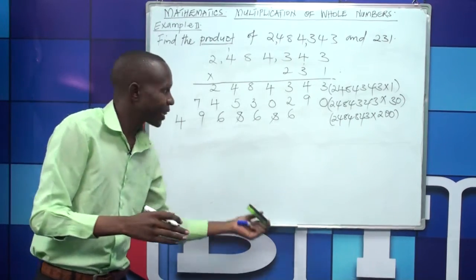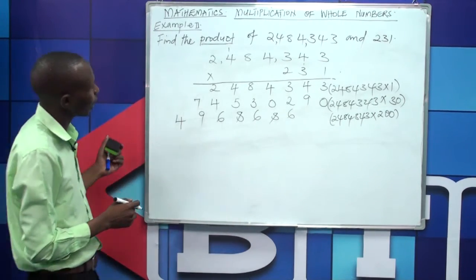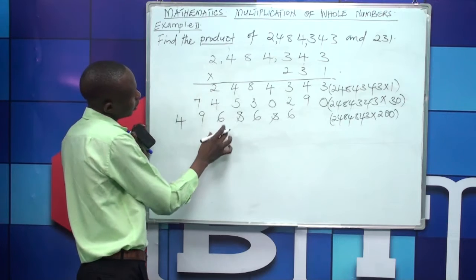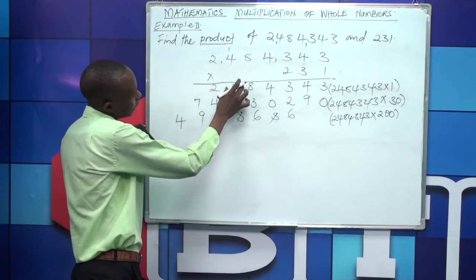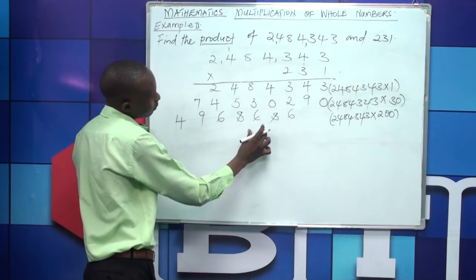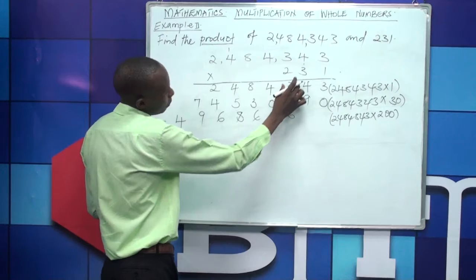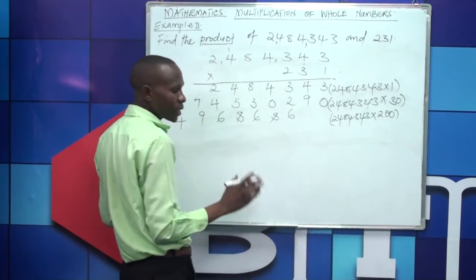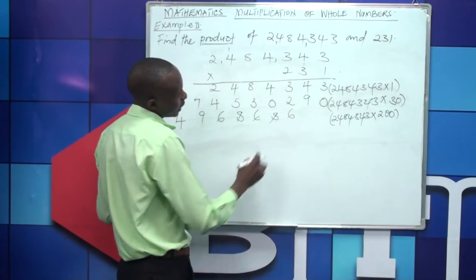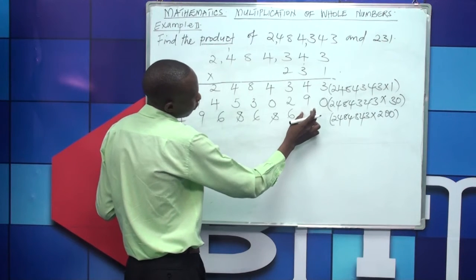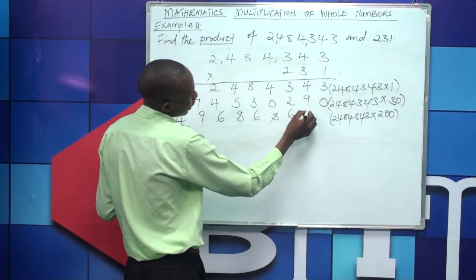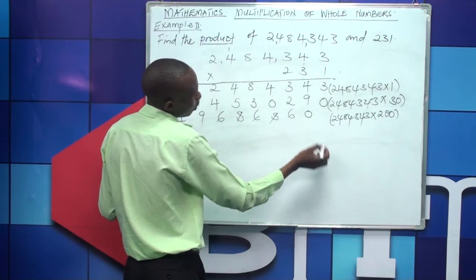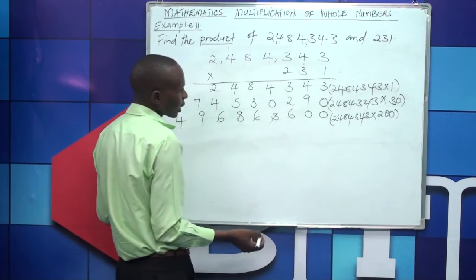After that, when you look at this well, you realize that my digits are arranged well, basing on their place values. They are arranged very well basing on their place values. Now, when you look at this number, do we have anything here? No. If we have nothing, it means it can be also zero. Zero means there is nothing.